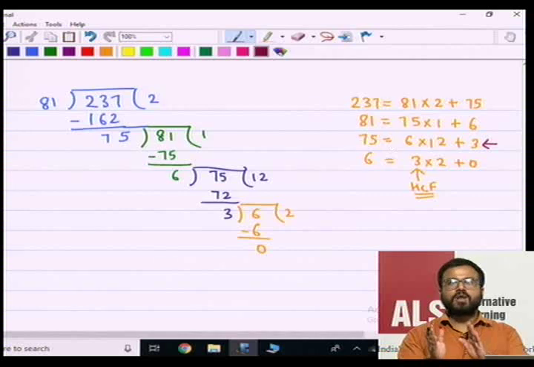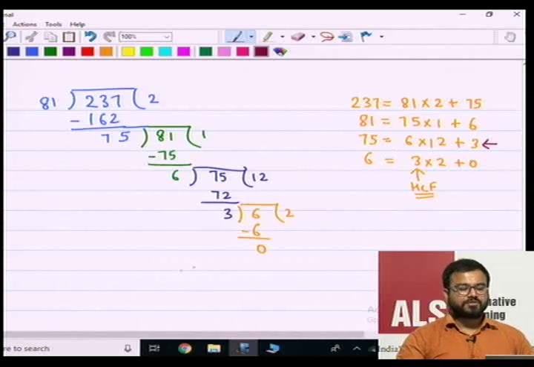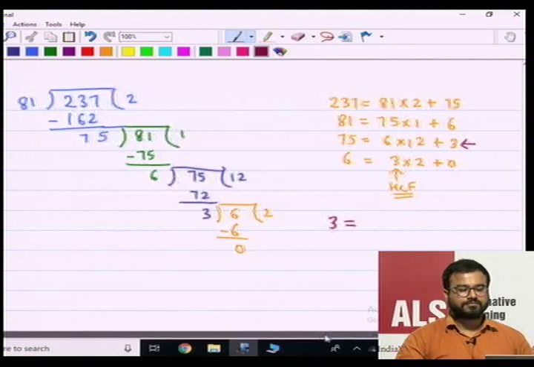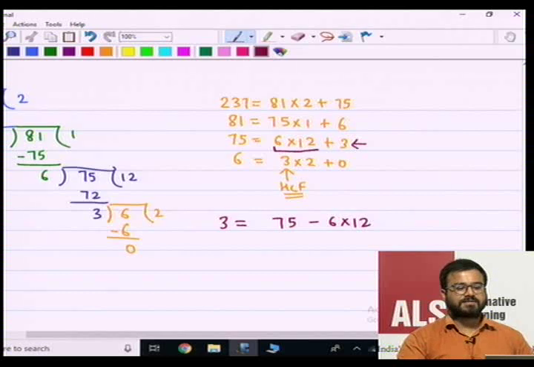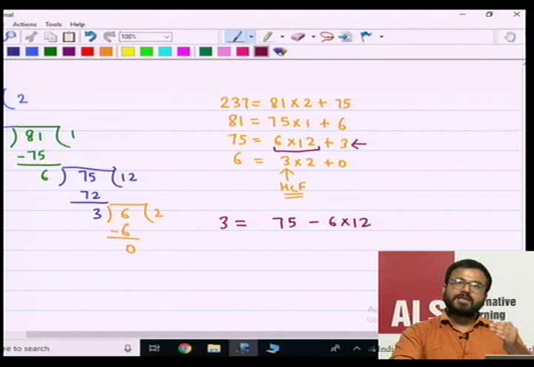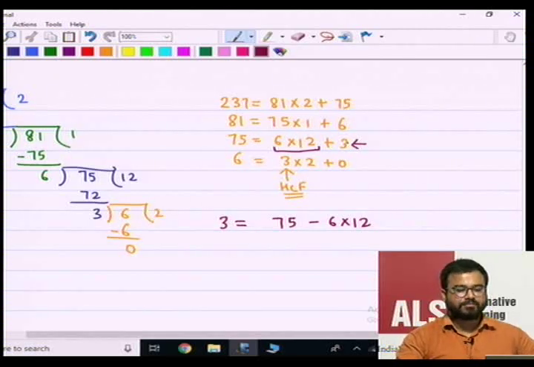This 6 into 12 will go on the left hand side. So we can write 3 is equal to 75 minus 6 into 12. What I have done is I have just taken this 6 into 12 to the other side. Now again in the next step we have to change. So how can we change? Just see, before this step we have 6 over here. So we have to replace this 6 with the help of the second step.